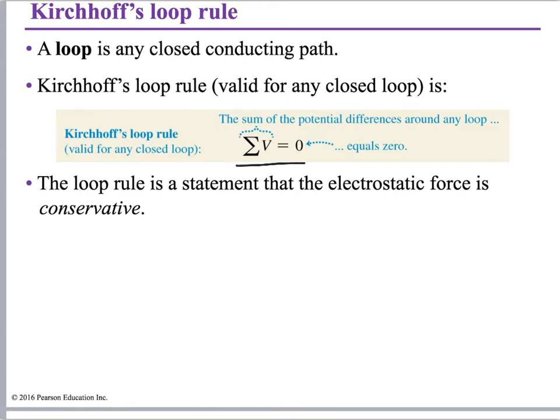And so this is how it's written: the sum of potential rises and drops, where rises would be positive potentials and drops would be negative potentials, has to add up to 0 if we're going around a loop in the circuit where we begin where we end.